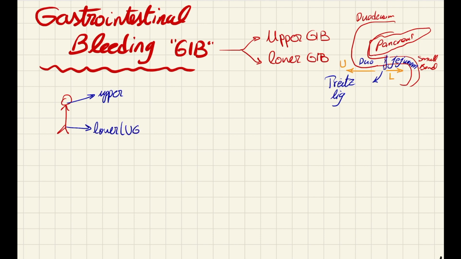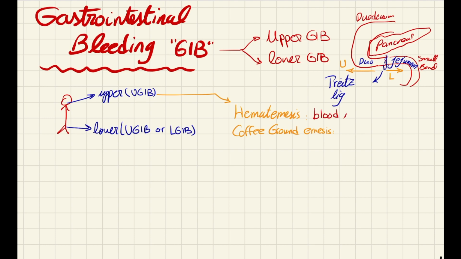Now let's review the symptoms of this bleed. If we have an upper gastrointestinal bleed, then we will have hematemesis, which means blood in the vomit. The patient will mention that he is vomiting bloody material. Coffee ground emesis means we have digested blood in the vomitus, so the appearance of the vomit will look like coffee grounds.